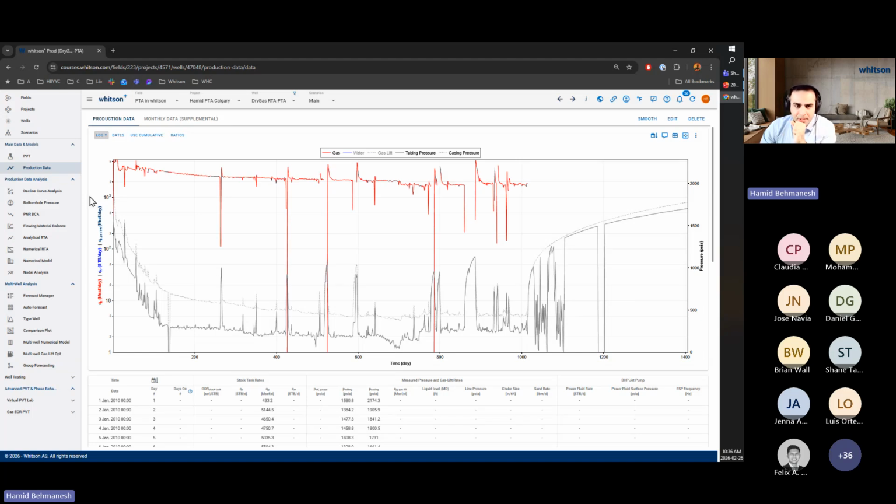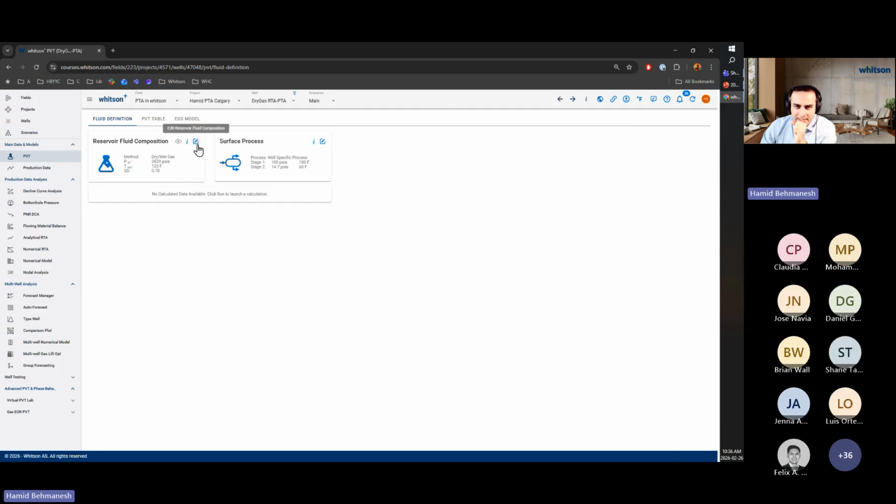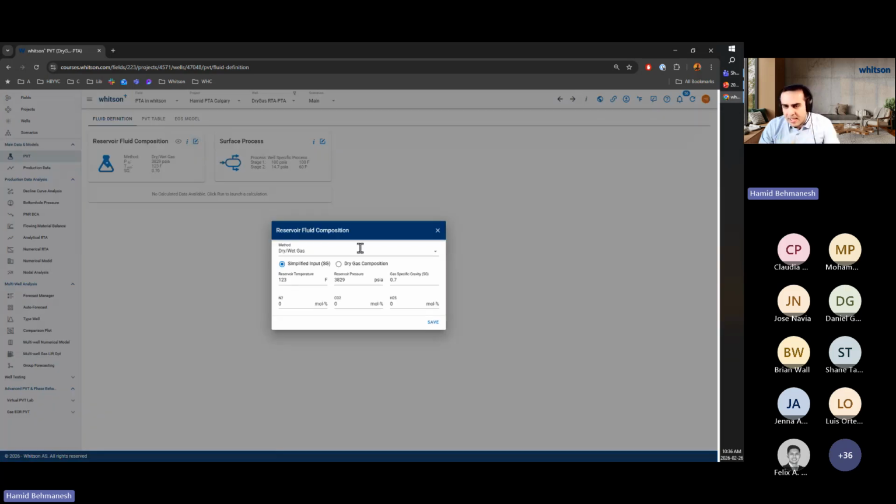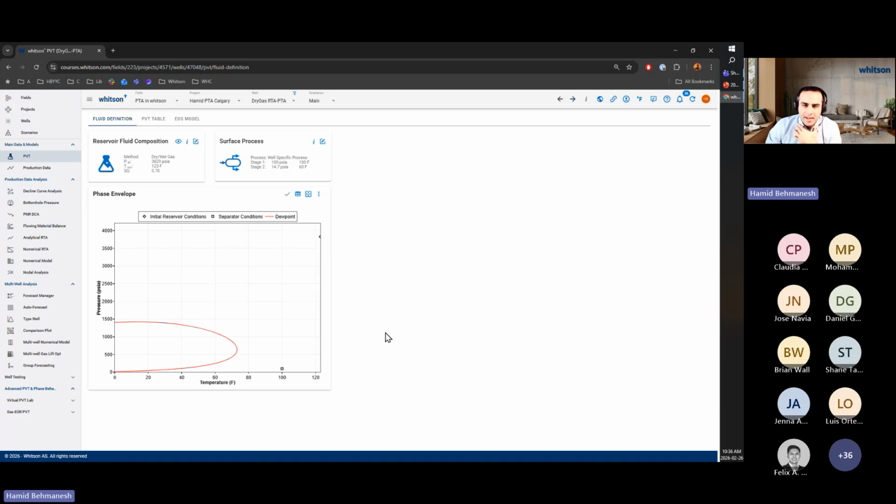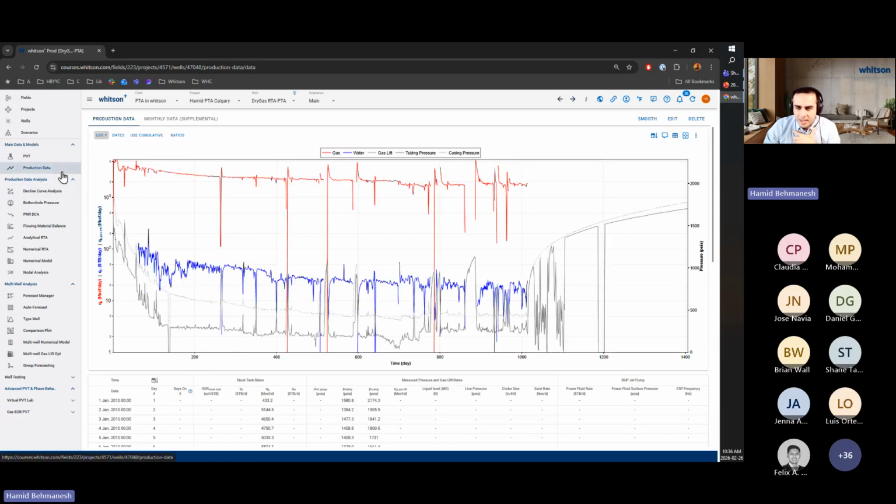What I'm gonna do is go to PVT and edit the reservoir properties and the gas specific gravity to 0.5 and click on save. And my PVT is now initialized. And the production data, we took a look at that.